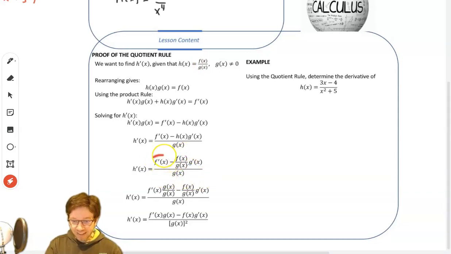And then to get a common fraction over here, I multiply this by g of x over g of x. And then I can bring that common fraction into the denominator and square it. And I'm left with what we call the quotient rule. And so the derivative of h of x, so h prime of x, is find the derivative of the numerator, multiply by the denominator, then subtract the numerator by the derivative of the denominator, and then divide by the magnitude of the denominator squared. So let's try this one again.